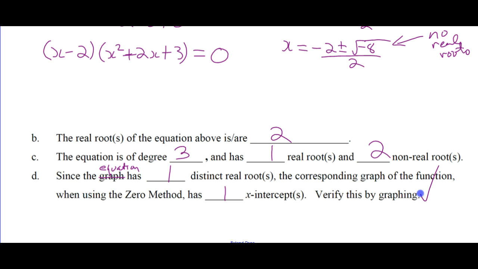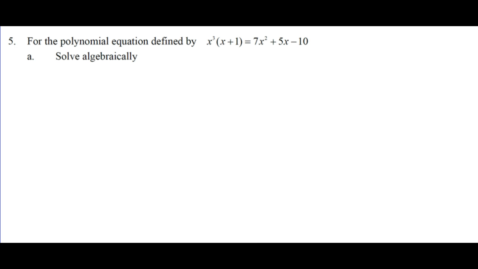Verify this by graphing. Check. For the polynomial equation, really, solve algebraically. Okay, so what should we do? Okay, so we're going to have to do what with this? Expand this out, move that over, get it equal to 0. Okay, so what do we get? X to the 4th plus x cubed minus 7x squared minus 5x.